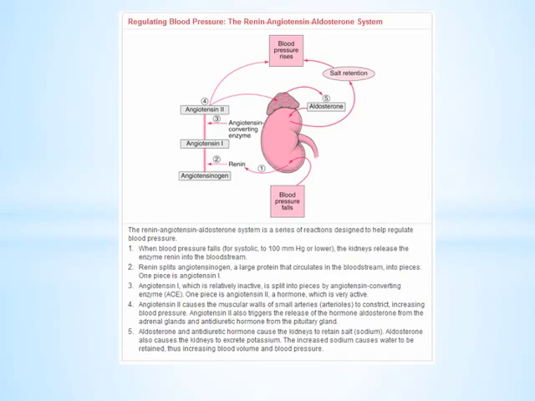set of reactions, but the end result is, and this is the one that you need to know, that both of these things cause the kidneys to retain salt, and aldosterone also causes the kidneys to excrete potassium. The increased sodium causes water to be retained, so straight osmotic pressure we're talking about here, which increases blood volume and blood pressure.